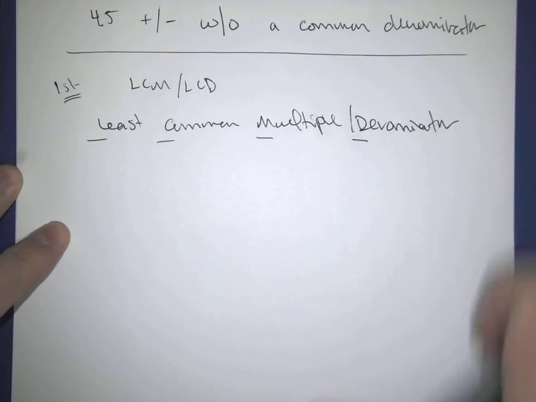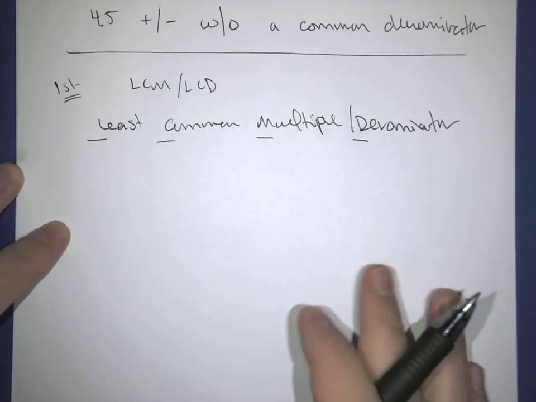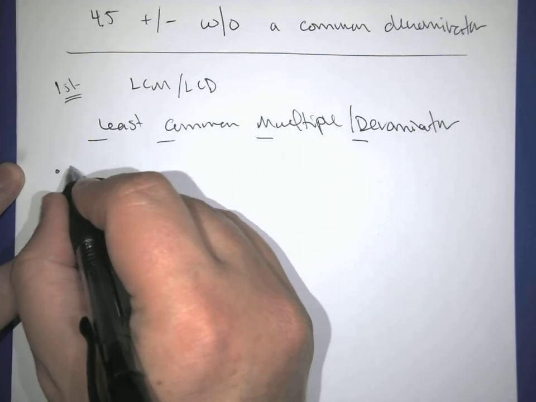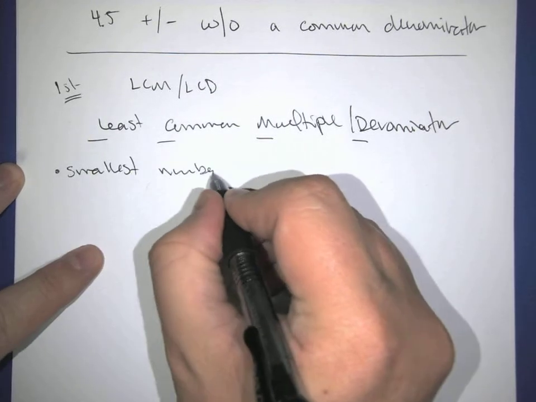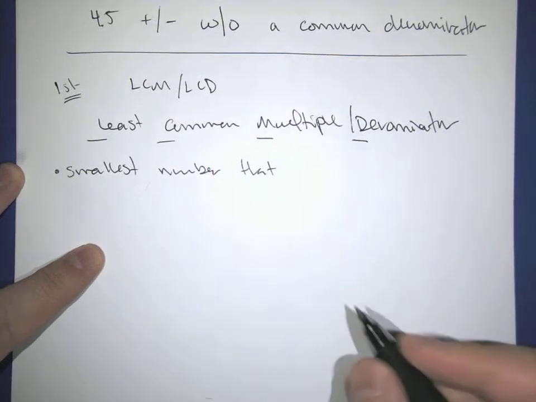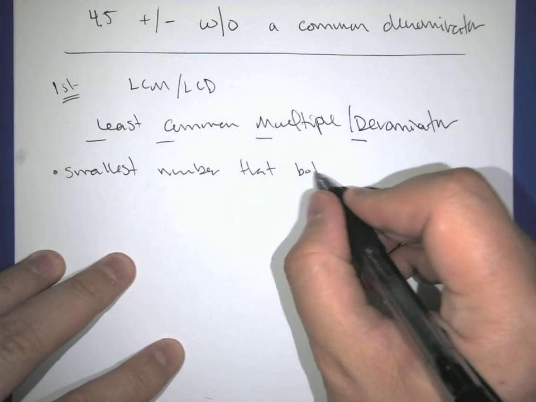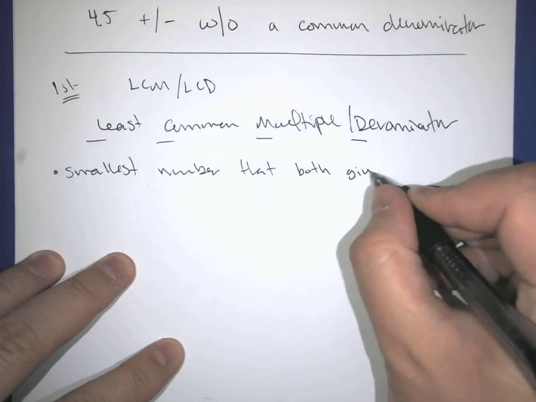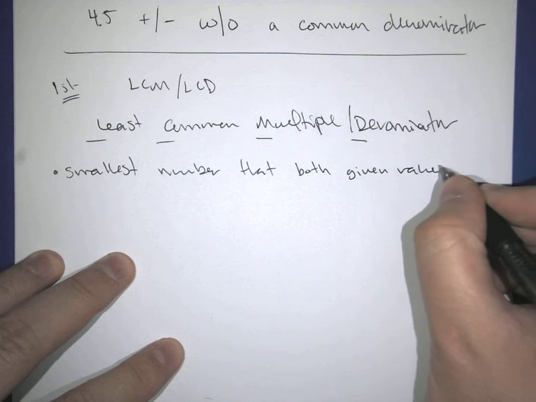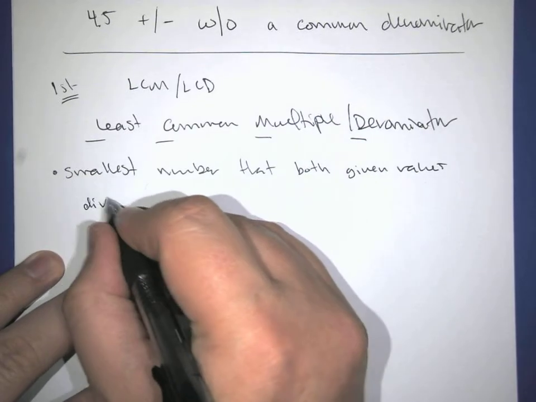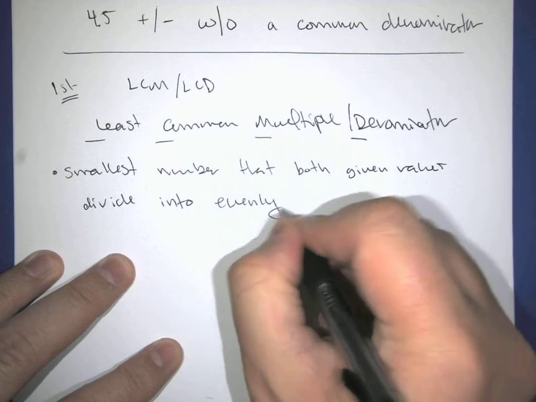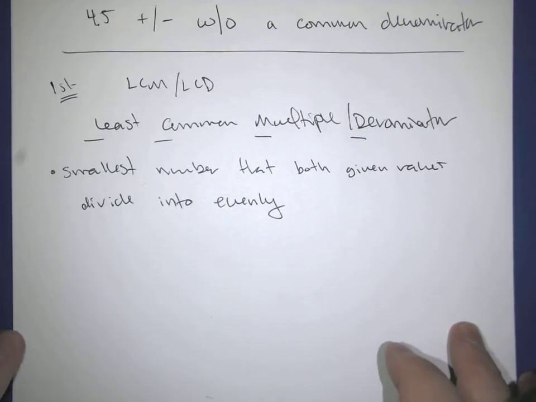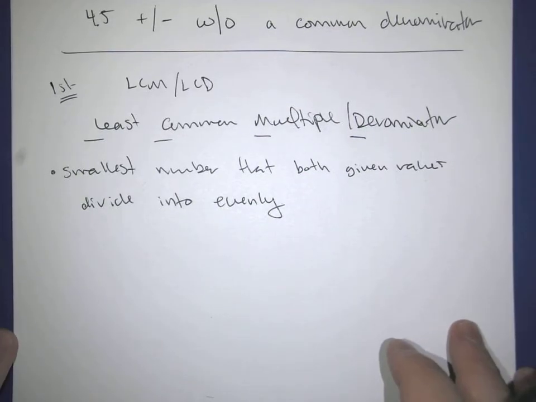So sort of definitionally, right, what this means is it's the smallest number that both of your sort of given values divide into evenly. So this is kind of related and sort of a similar concept to the GCF, right? The greatest common factor.